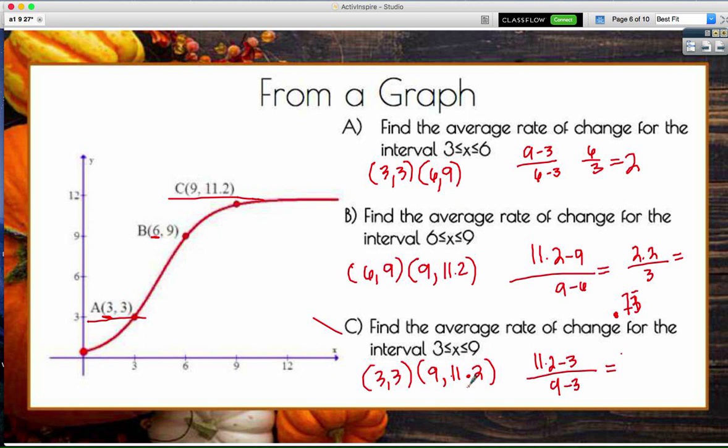You got 2.2 over 6? Let me go. 11.2 minus 3 is 2.2? Oh. Okay, I just want to make sure I didn't do anything crazy.